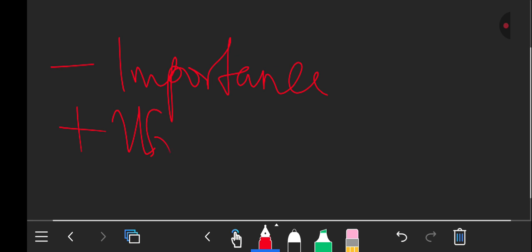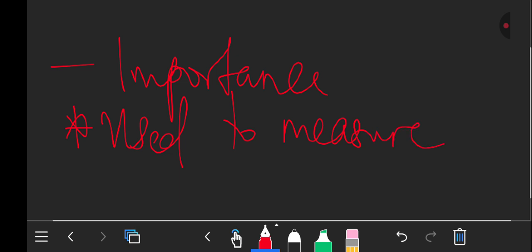So now let's look at the importance of this simple pendulum. Let's say importance or application. This simple pendulum was used to measure time.